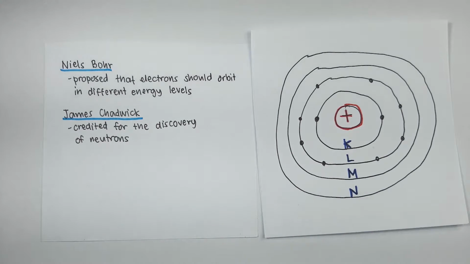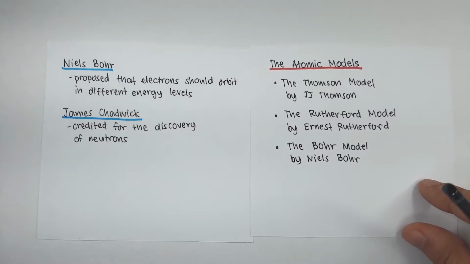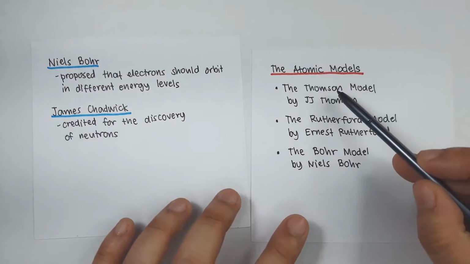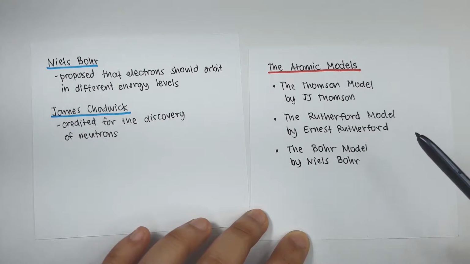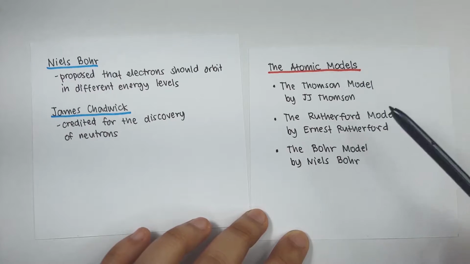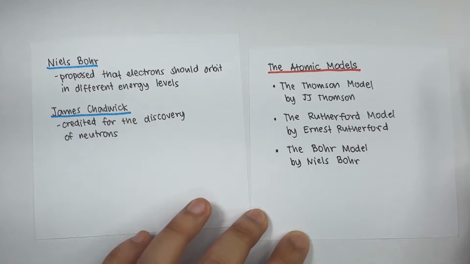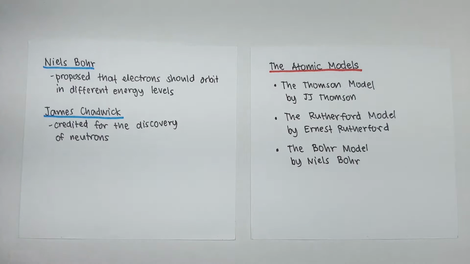So itong model ni Bohr, these completes our 3 atomic models. The first one is yung Thomson model by J.J. Thomson, yung plum pudding model. Second is the Rutherford model by Ernest Rutherford, the one he came up after the gold foil experiment. And the third one is the Bohr model by Niels Bohr, yung mga may energy levels na.